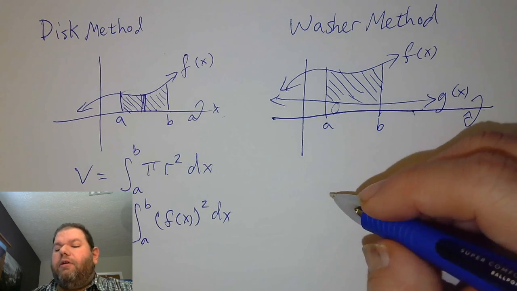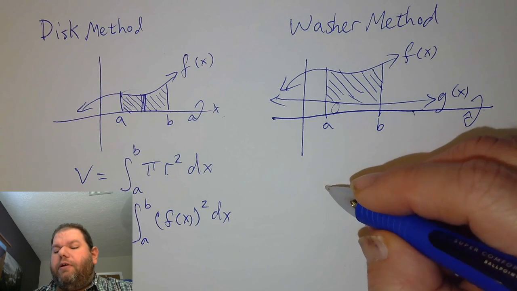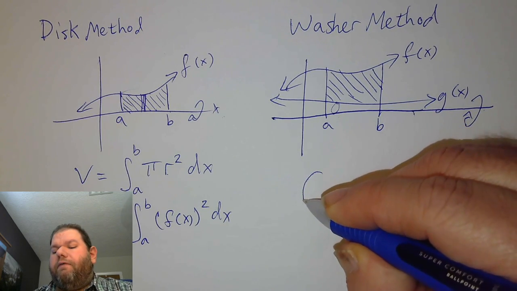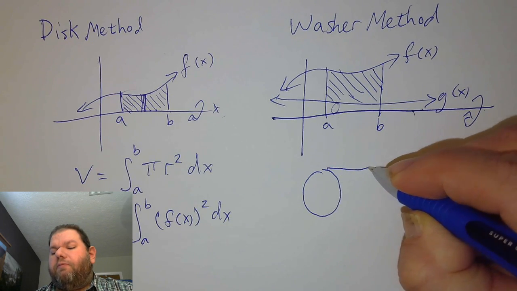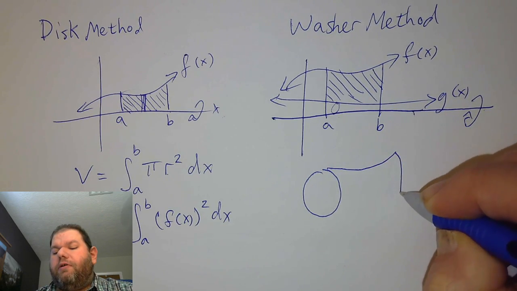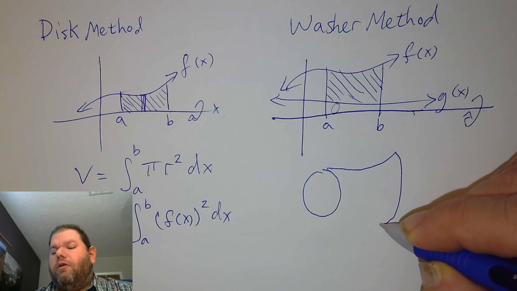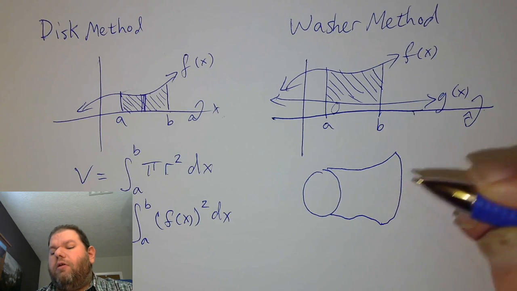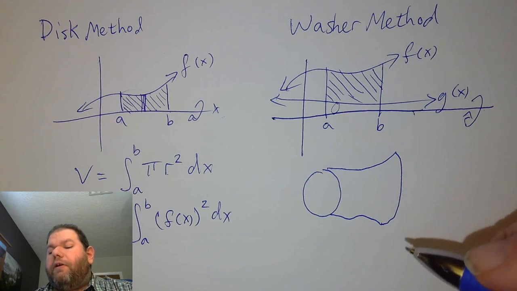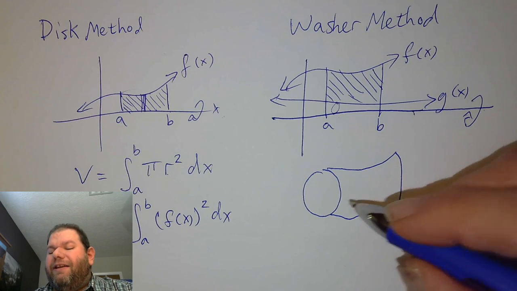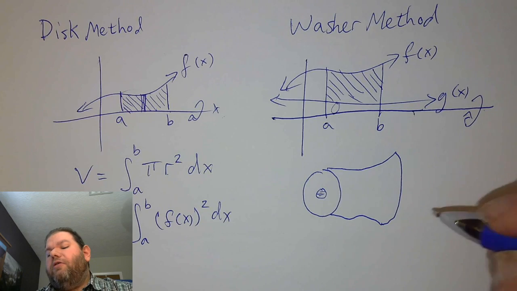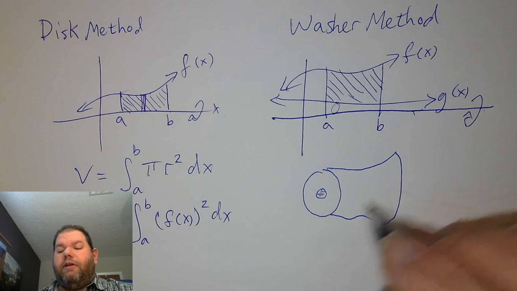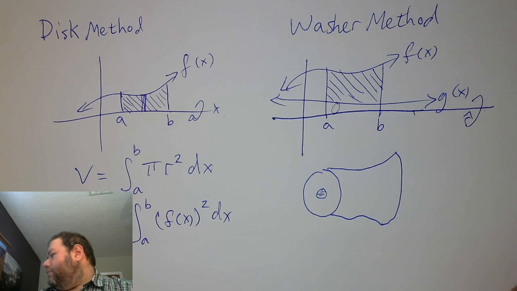So in a 3D view, whatever's on the outside would be a strange curve, but on the inside, there certainly will be a hole in the middle that goes all the way through.